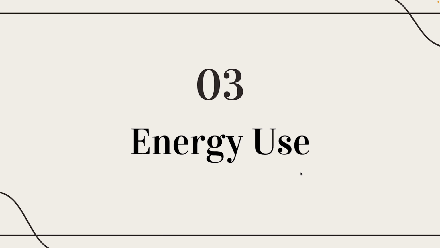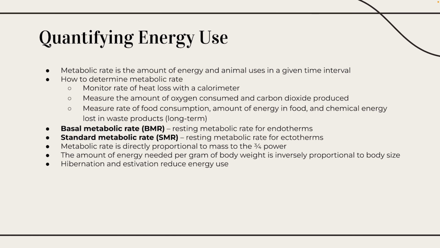All right, so now let's talk energy use. Quantifying energy use is pretty important if you're going to evaluate it. The metabolic rate is the amount of energy an animal uses in a given time interval. The way you determine metabolic rate is by monitoring the rate of heat loss with a calorimeter, measuring the amount of oxygen consumed and carbon dioxide produced, or measuring the rate of food consumption, the amount of energy in food, and chemical energy lost in waste products. And this in particular is a good long-term method.